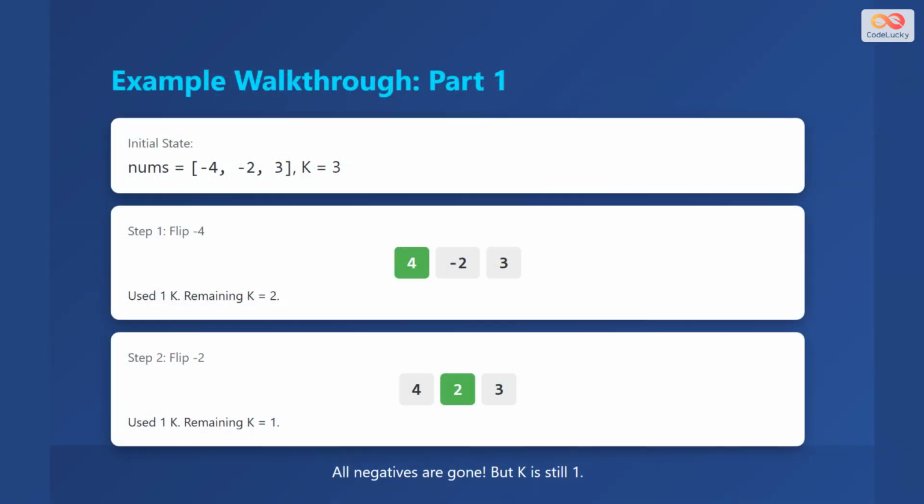Let's walk through an example. We have an array with -4, -2, and 3, and k is 3. We sort it so -4 is first. We flip -4 to +4. We used 1 k, so 2 remain. Next, we flip -2 to +2. We used another k, so 1 remains. Now, all numbers are positive.